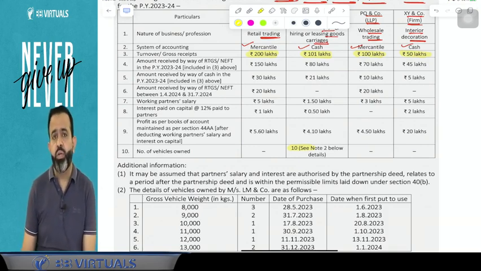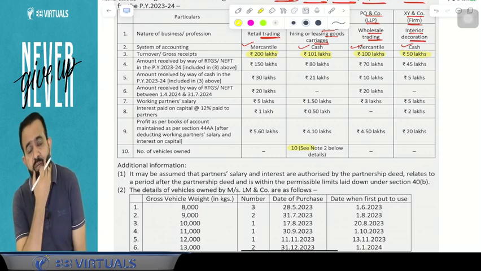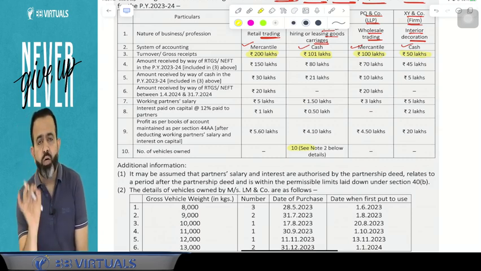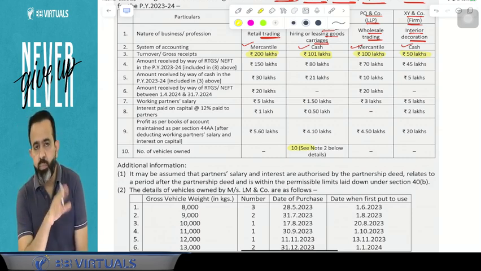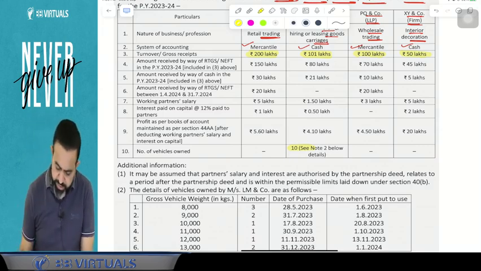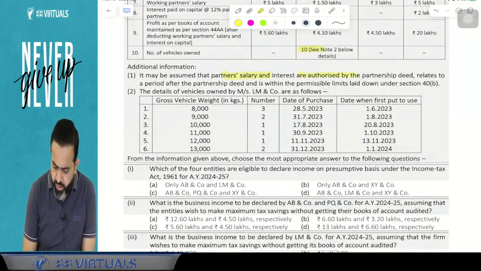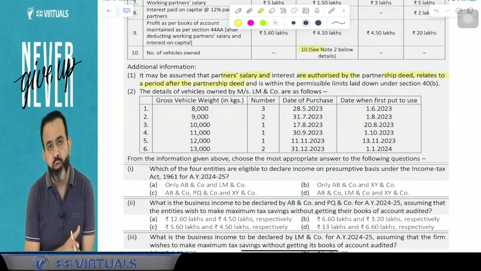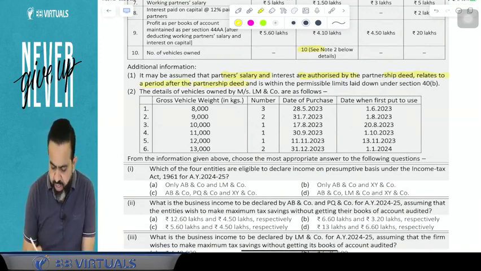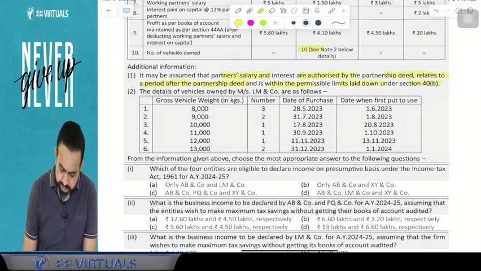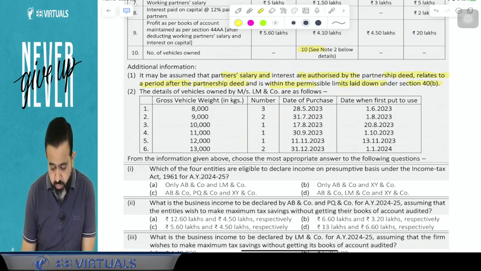Under section 44AE, if there is a heavy vehicle, then your PGBP income will be 1000 rupees per ton per vehicle per month. For other vehicles, 7500 per month per vehicle is your income. It may be assumed that partner salary and interest are authorized by the partnership deeds and relate to the period after the partnership deed only, that is prospectively, and within the permissible limit laid down under section 40B.